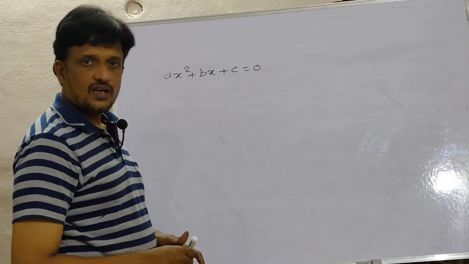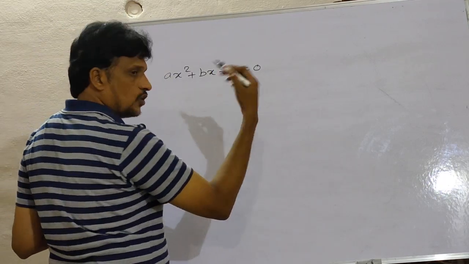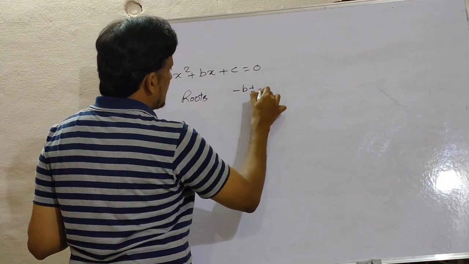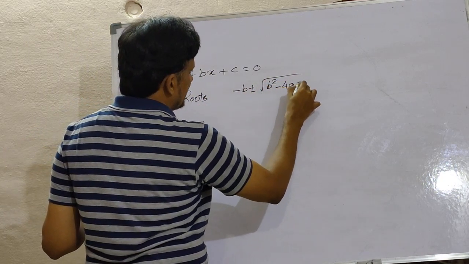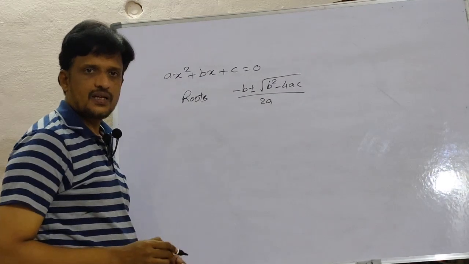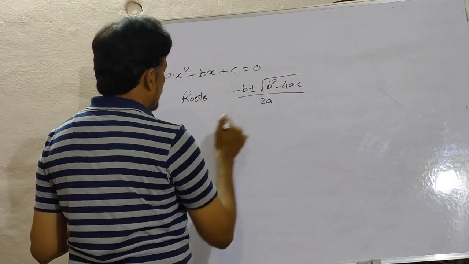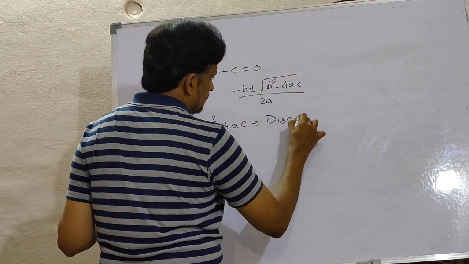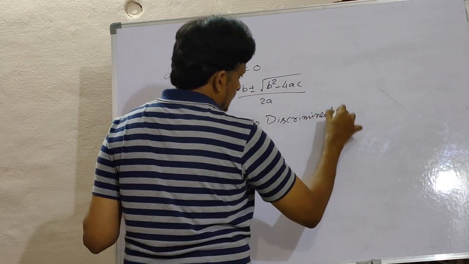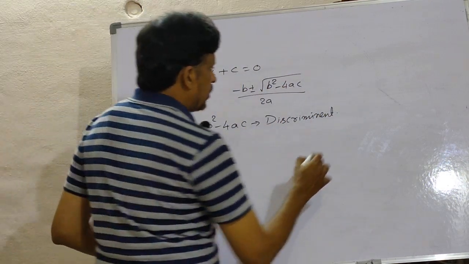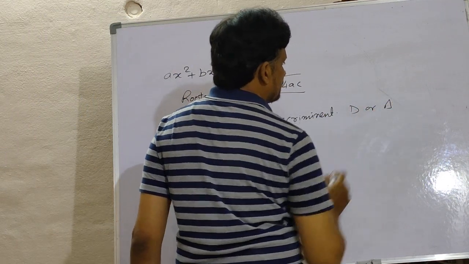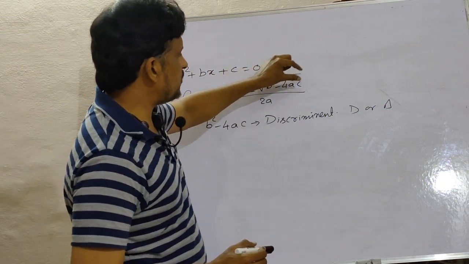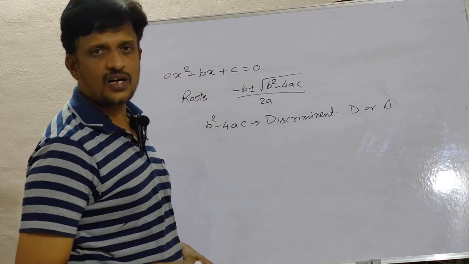Here, just now we got the roots, those are denoted by alpha and beta and given by minus b plus or minus root b square minus 4ac whole by 2a. Here the term under the root, this b square minus 4ac, is called the discriminant, and it is denoted by either capital D or delta. So the term under the root is called the discriminant of the given quadratic equation.